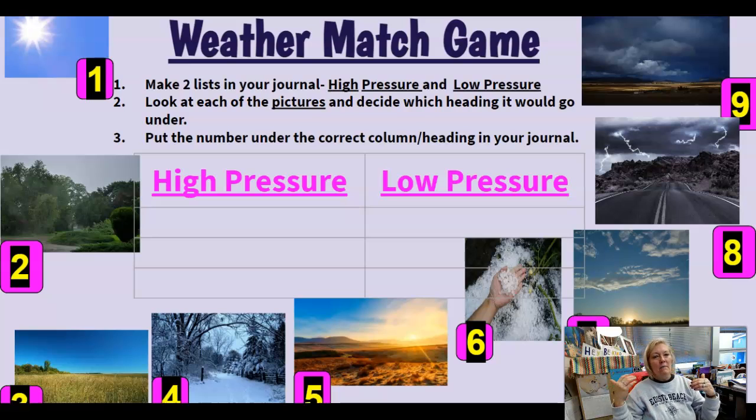So I'd like you to make for the weather match game a high pressure and a low pressure heading in your journal. Then I'd like you to look at each of the pictures I've posted, 1 through 9. And I want you to decide which heading that would go under as you're thinking about what type of picture you're looking at and what kind of weather you're looking at. So determine which number will go under which heading. And then when you come back to class, we're going to talk about what you categorized each to be. Let's go on to the next screen.